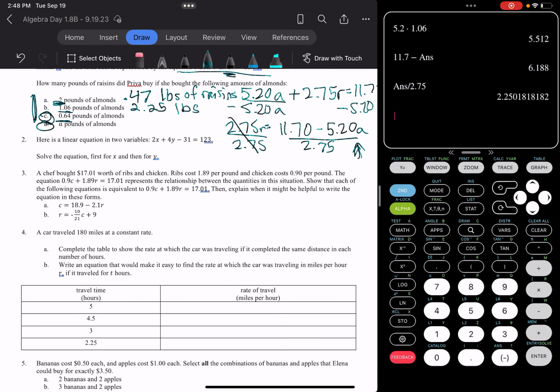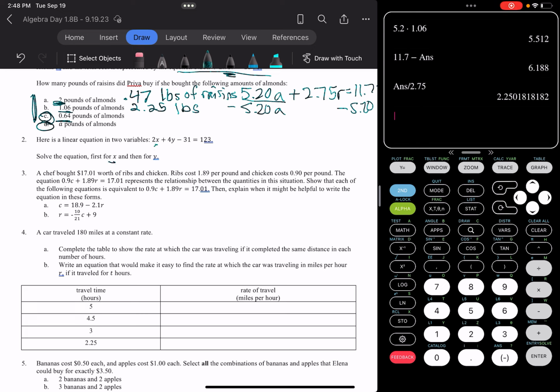All right, number 2 says, here's a linear equation in 2 variables. Solve the equation first for x and then for y. Let me go ahead and give myself just a little bit more space here. And so if we have this, we're going to solve for x first, it says. So we want to get x by itself.